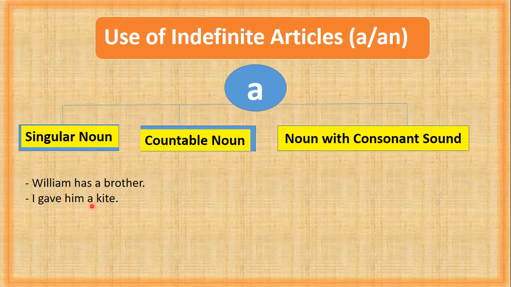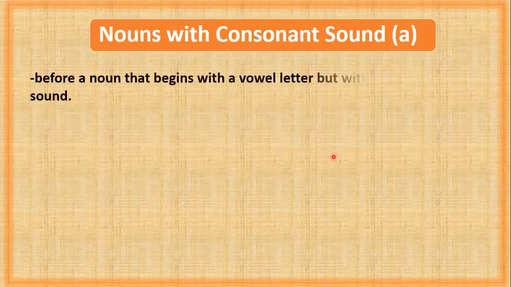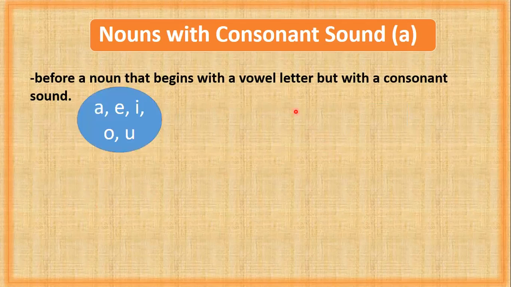In this use, the third condition is very, very important for the students to remember. That is, a is used before a noun with a consonant sound. Let's elaborate on it a little bit. A is used before a noun that begins with a vowel letter but with a consonant sound. The vowel letters are A, E, I, O, U.